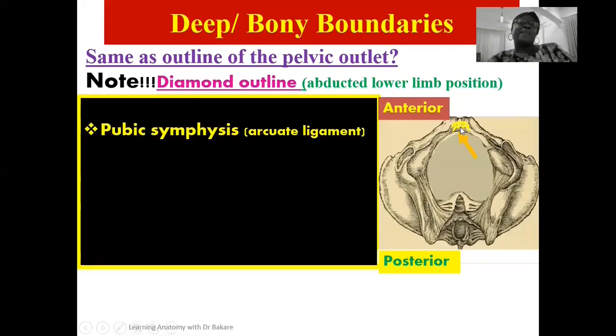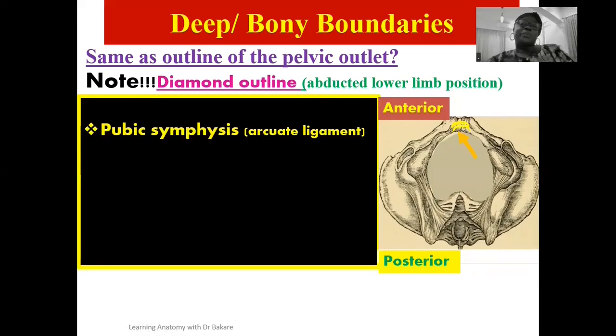This arcuate ligament is an inferior pubic ligament that is seen to reinforce the pubic symphysis at this region. We say that the joints in the pelvic cavity are reinforced by ligaments, and this is one of the joints that is seen to be reinforced by the arcuate ligament. This arcuate ligament is also referred to as the inferior pubic ligament that reinforces the pubic symphysis in the inferior region. So at this inferior region, you have the arcuate ligament.